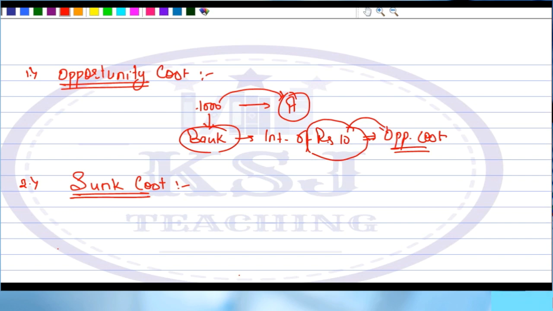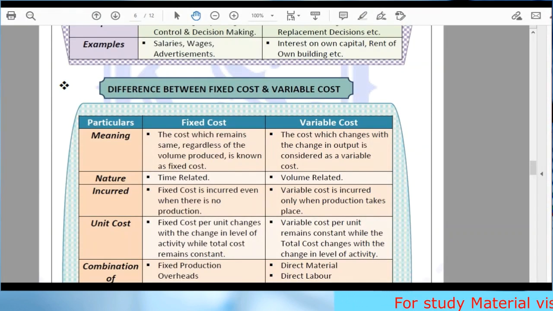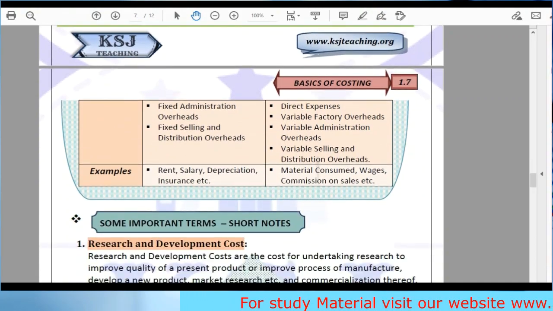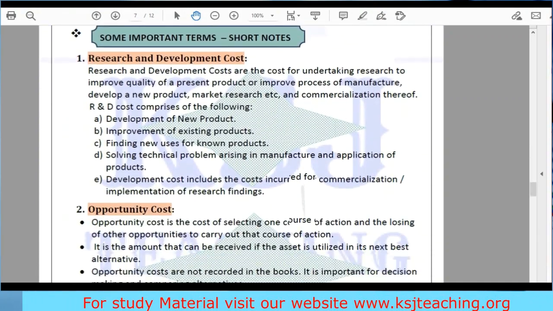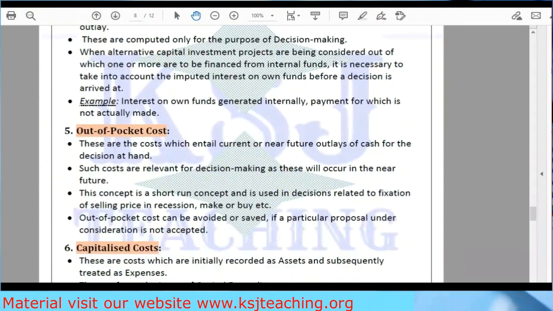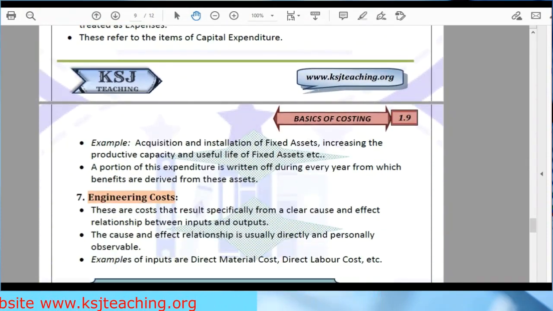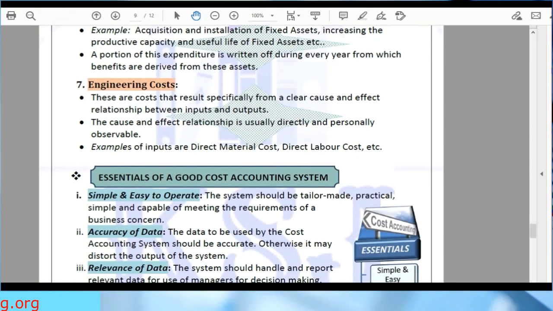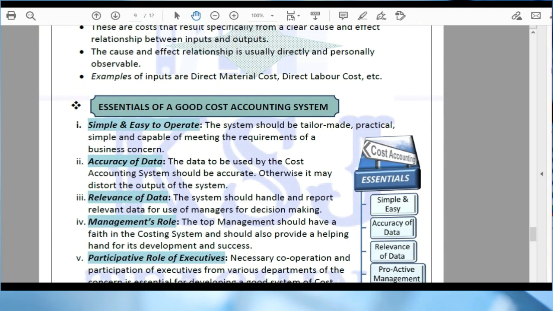So all these things you will find in the book. I have given it there. Fixed cost, variable cost, I have explained. Other important terms: research and development cost, opportunity cost, sunk cost, imputed cost, out of pocket cost, capitalized cost, engineering. You just have to read these from the theoretical point of view.